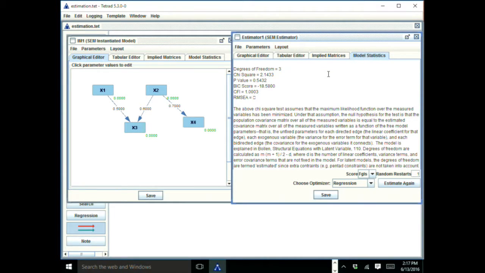What do all those things mean? What does the p-value mean here? It's a little different idea, and it's very important to get your head around this, because it's a different idea. This means that the probability that the chi-square is that big or bigger, given the model is correctly specified, not the null, is 0.54. So this model cannot be rejected by the data.